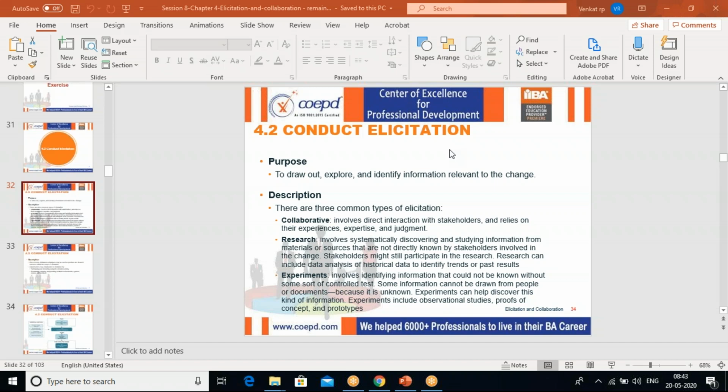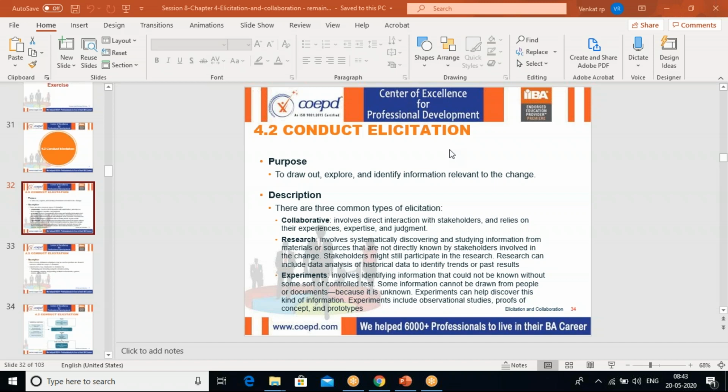Now along with that we have 2 more approaches. One is research and the other one is experiments. Research means we study the relevant information and materials, and we discover new action items there. We discover new processes, new action items, new rules. Even this information is not known to the stakeholders. We should extract that information.